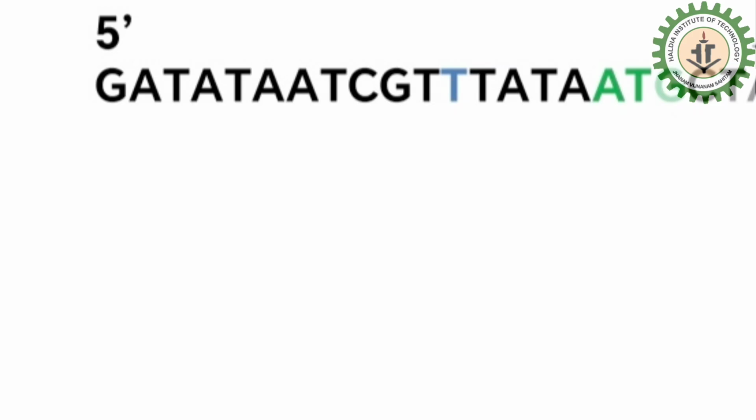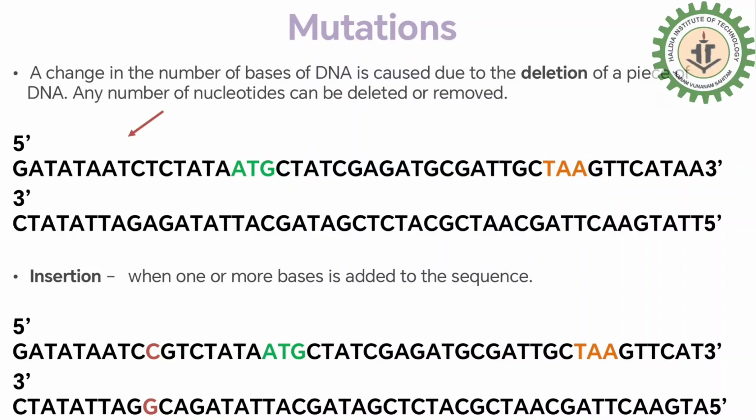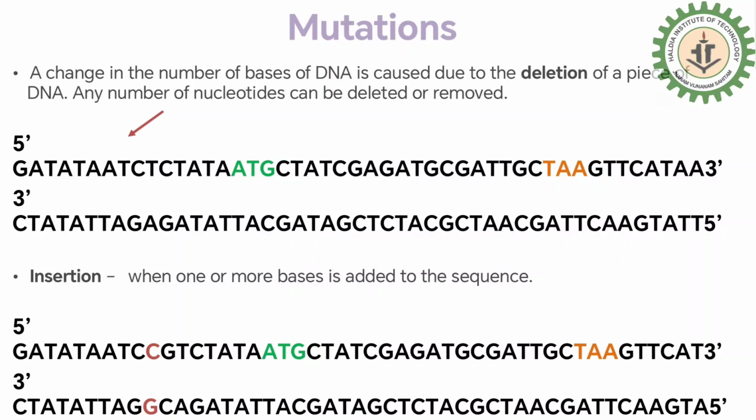Now in the original sequence, the starting part was GA, TA, TA, AT, CG, then TC, TA, etc. Here in this image you can see that the G is missing from this part. So this is called a point deletion or simply deletion. In the next sequence, you can see an insertion. In between the C and the G, one C again is added. So this is called an insertion.